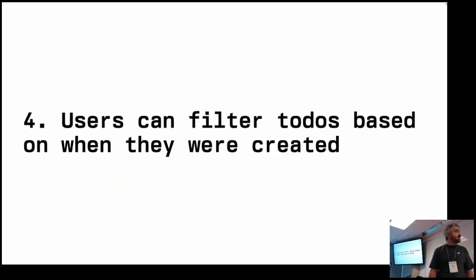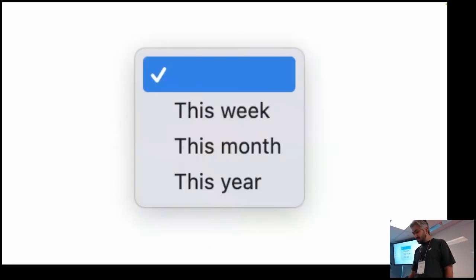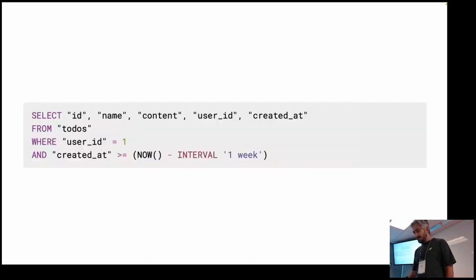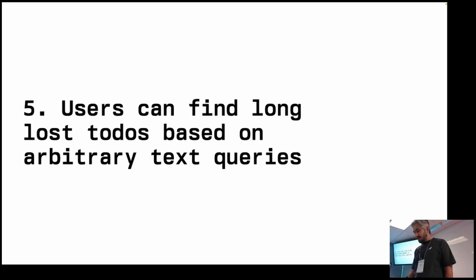So users can filter to-dos based on when they were created. Easy peasy. Thanks to Tim Berners-Lee, we can throw a select dialog somewhere. And then we'll add an AND condition to our query, and we can do created at now from the last week. Amazing, our users are happy. But then this one comes around. Users can find long lost to-dos based on arbitrary text queries. Okay, we'll throw up a search box. That's great. But then we're going to land on it depends.